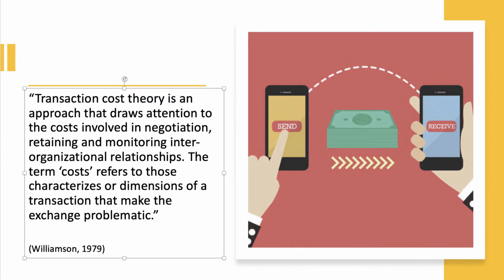Transaction cost theory is an approach that draws attention to the costs involved in negotiation, retaining, and monitoring interorganizational relationships. The term costs refers to those characteristics or dimensions of a transaction that make the exchange problematic. So both Coase and Williamson were quite critical of traditional economic theory that really took out the socioeconomic aspect of interorganizational transactions. And what I mean by that is this notion of opportunism, and that we're dealing with human beings.